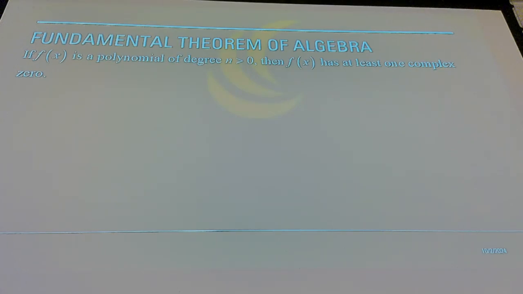If f of x is a polynomial with degree n greater than 0, f of x has at least one complex zero. Now remember, actually I don't know if this is going to be a remember. Think of a real number. Call it, let's use my favorite number, 28. My favorite integer, 28.